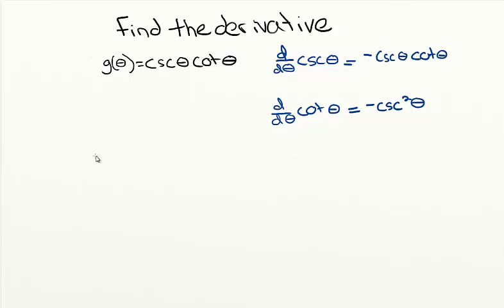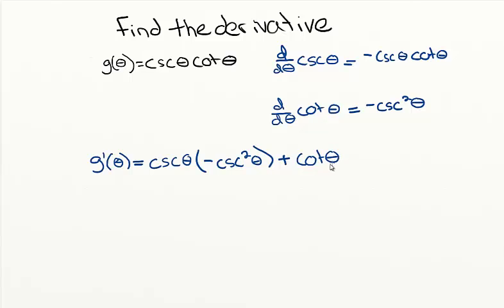Alright, so now we can apply our product rule. So we get g prime of theta is equal to, we take our first function, cosecant of theta, and multiply that by the derivative of the second one. The derivative of cotangent of theta is negative cosecant squared of theta. Then we add to it our second function, cotangent of theta, multiplied by the derivative of cosecant of theta, which is negative cosecant of theta cotangent of theta.